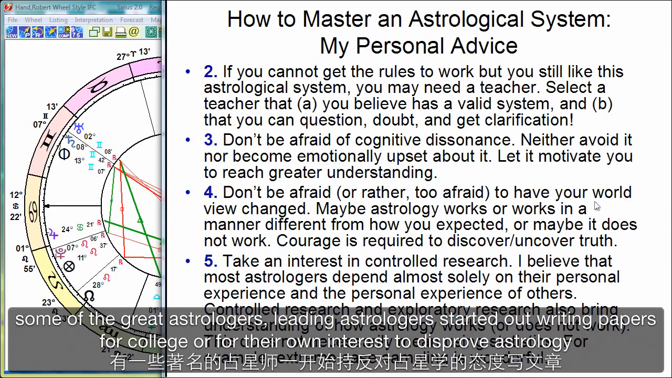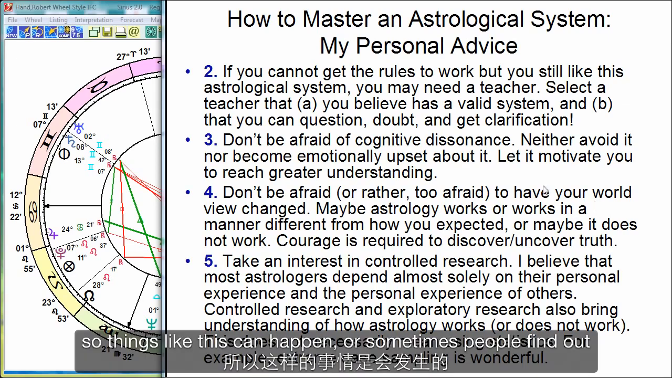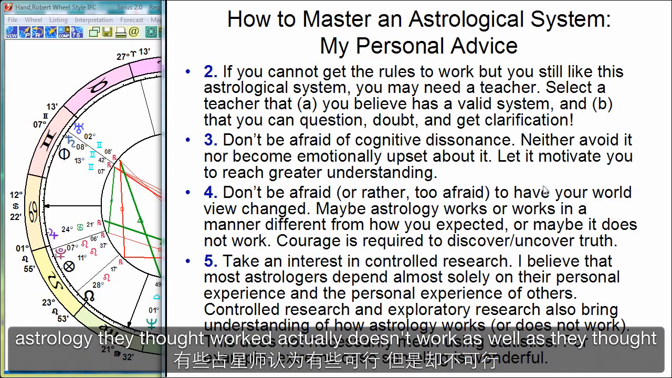Some great astrologers, leading astrologers, started out writing papers for college or for their own interest to disprove astrology, and they ended up becoming astrologers. And so things like this can happen. Or sometimes people find out the astrology they thought worked actually doesn't work as well as they thought.